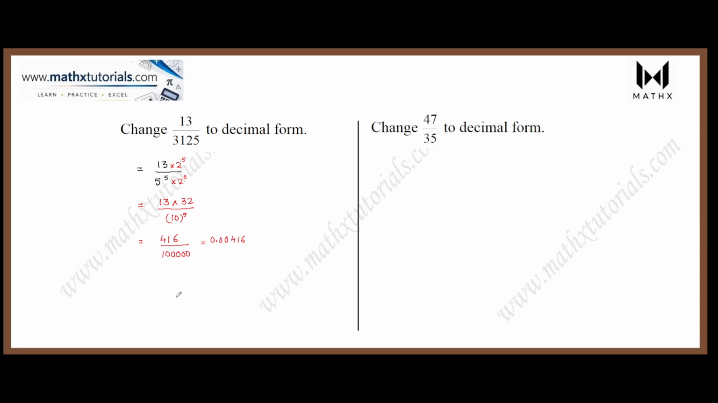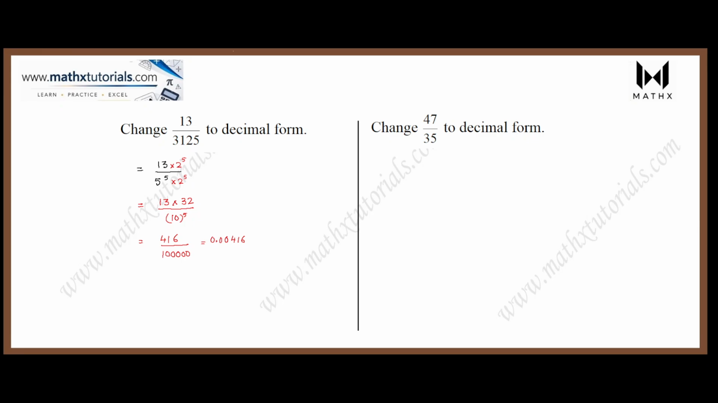So that is how we change a fraction into a decimal form whenever we have the denominator's factors as 5 or 2. Now, over here we just had a 5, so we multiplied with the corresponding number of 2's. That is how we do this when we have the denominator in terms of 5 or 2 or both.